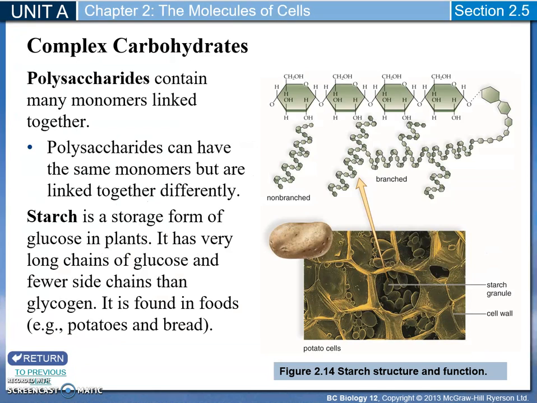Then we have what are known as polysaccharides or complex carbohydrates. So these contain many monomers that are linked together. So polysaccharides can have the same monomers, but they're linked together differently. Now, starch is a storage form of glucose in plants, and it has very long chains of glucose and fewer side chains than glycogen.